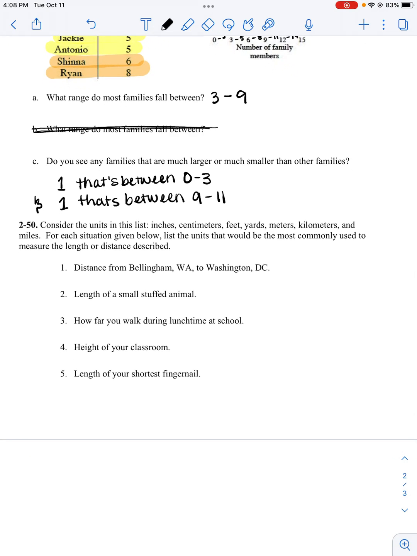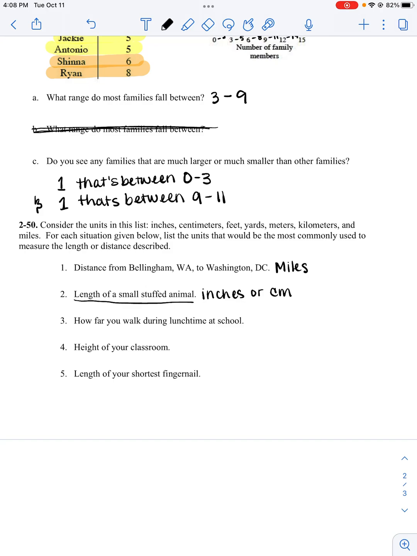Okay, consider the units in this list: inches, centimeters, feet, yards, meters, kilometers, and miles. For each situation given below, list the units that would be most commonly used to measure the length or distance described. Distance from Bellingham, Washington to Washington, D.C. Well, that's really far. I'm probably going to use miles. The length of a small stuffed animal. I'm going to use either inches or centimeters because miles or yards don't make sense.